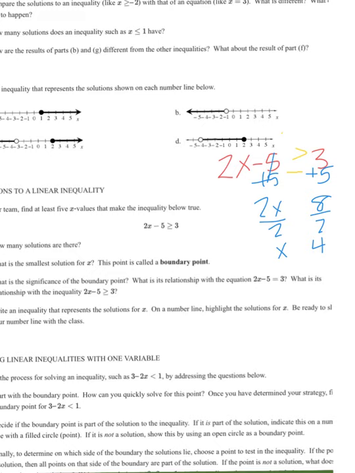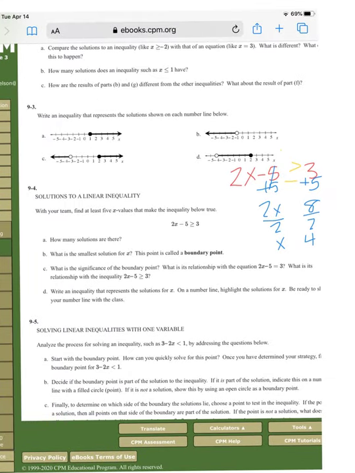Now what we have to figure out is which numbers would be the solution. Would it be the numbers that are bigger than 4? Numbers that are smaller than 4? So that's what they're getting to with this second question that says, what is the smallest solution for x? This is called the boundary point. So the point is that there is a solution to the problem where if I'm going up and down a number line, this is my boundary point.